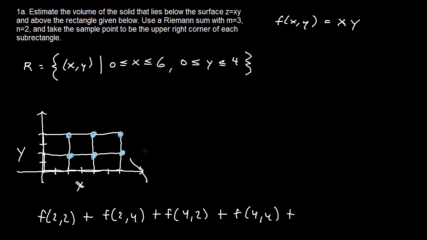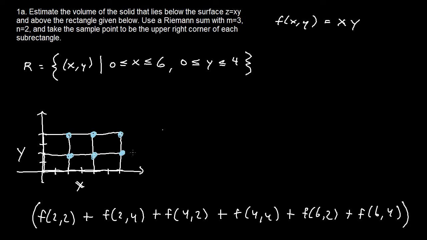Plus the next point here, this one's going to be at 6, 2. And then finally plus the last point, which is at 6, 4. And remember, we're going to multiply the entire thing by delta A.